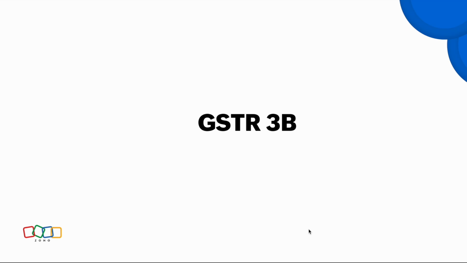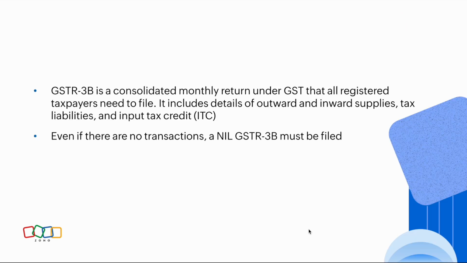Now, let us look into the GSTR 3B filing. GSTR 3B is a monthly return to be filed by every GST registered business. It contains the consolidated summary of outward supplies, inward supplies and ITC available. The deadline for filing GSTR 3B is the 20th of the following month. For example, if you are filing the return for the month of November, then the last date will be the 20th of December. If there are no transactions, you would have to file the nil GSTR 3B return as well.